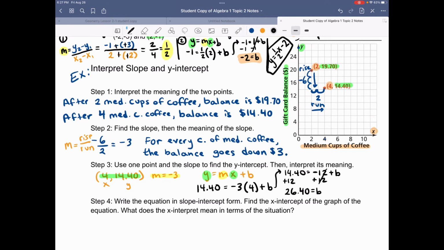And what does that mean? So that's our answer, 2640. And what that means is that if we put that on our graph, up here, I'll highlight it so you can see it better. That is when we haven't bought anything with our gift card. So that is the balance, the original gift card balance.